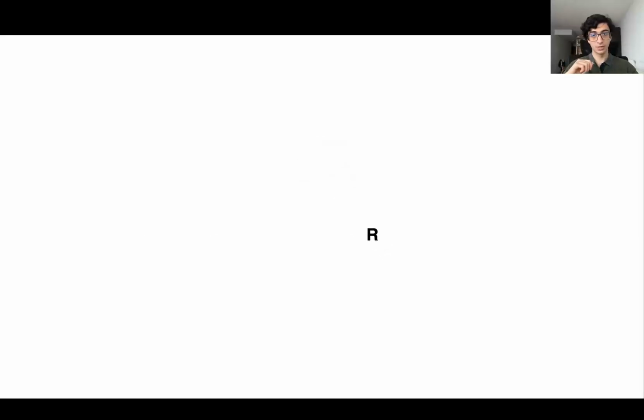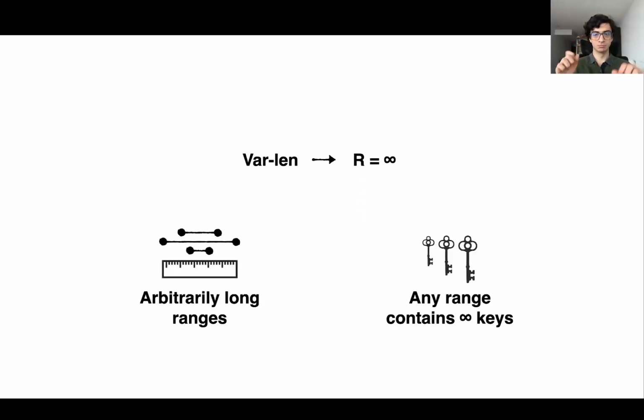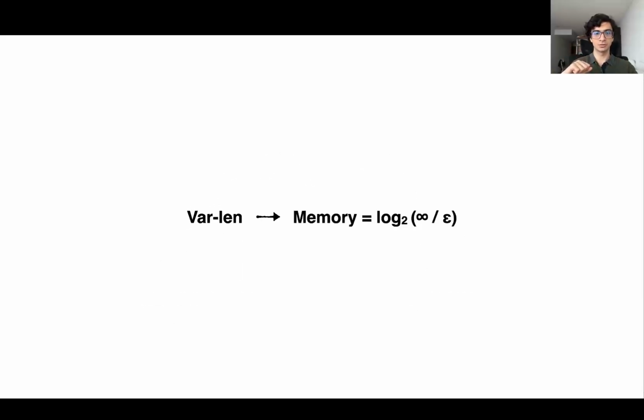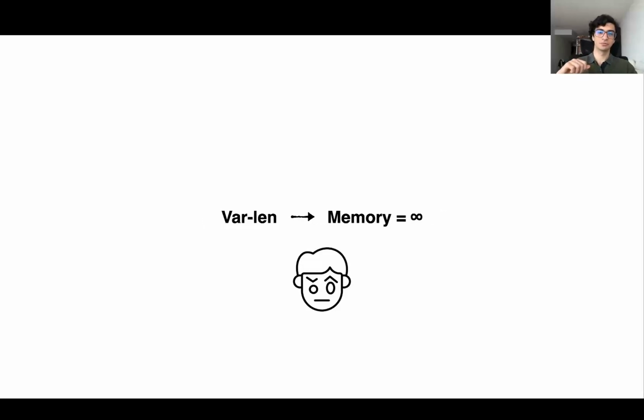In particular, when we want to support variable length queries and variable length keys, the value of r is basically infinite. The reason is, for variable length queries, we can just make the range query arbitrarily long. And for variable length keys, any range we pick is going to include infinitely many keys. So if we take this value of r and plug it into the lower bound expression, we get that our memory has to be infinite, which is a bit of a strange statement.